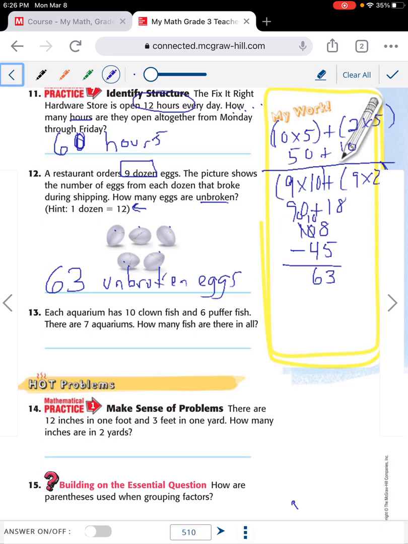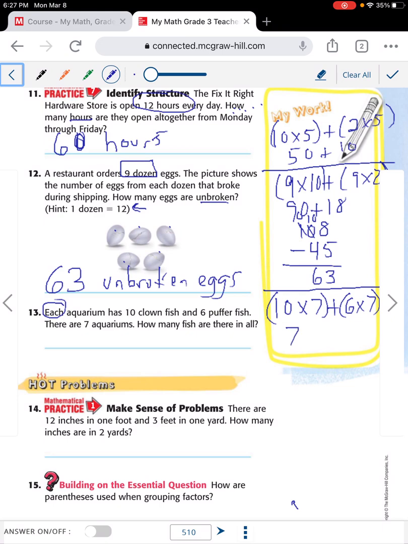That brings us to the aquarium question. There's 10 clownfish and 6 pufferfish at each aquarium. There's 7 aquariums. What's cool about this is they've already decomposed the number to 10 and 6 instead of saying 16 fish. So we have 10 at 7 different aquariums, 10 times 7, plus 6 times 7. 6 pufferfish at each aquarium and 10 clownfish.